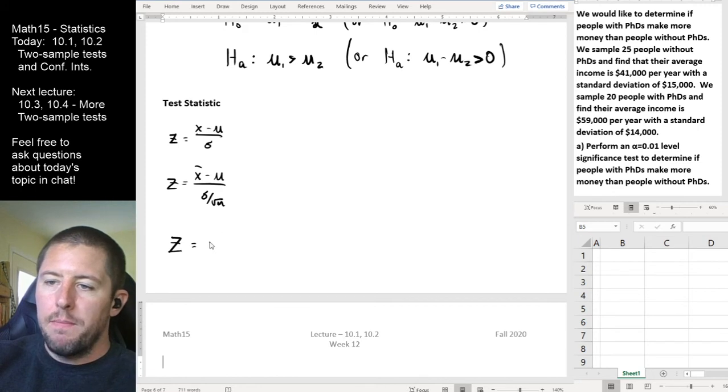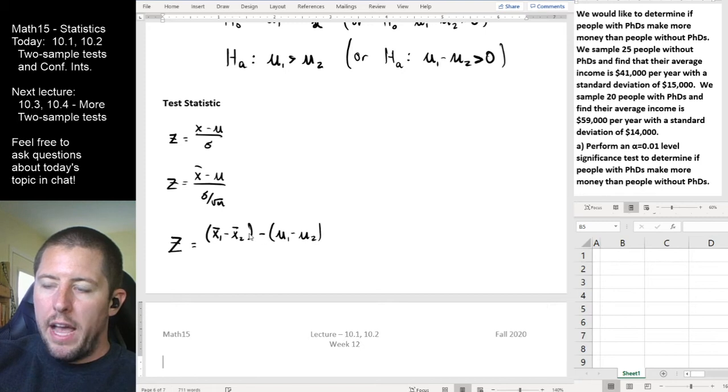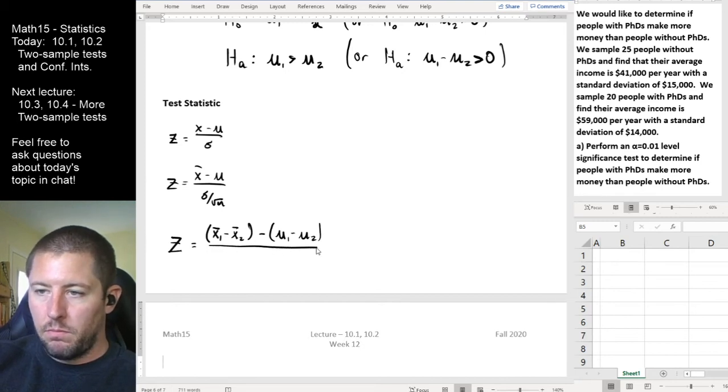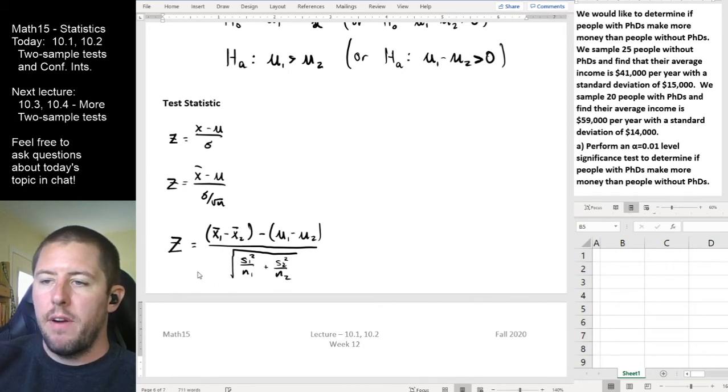So in this case, this is going to look like x1 bar minus x2 bar. That's our sample information, minus mu1 minus mu2. That's our parameter information, all divided by our standard error information over here. And this will be S1 squared over N1 plus S2 squared over N2. So this is the formula for us here.